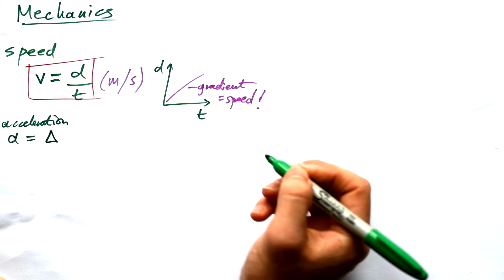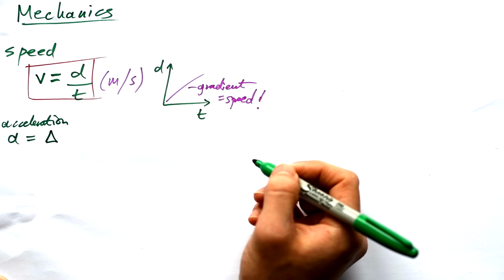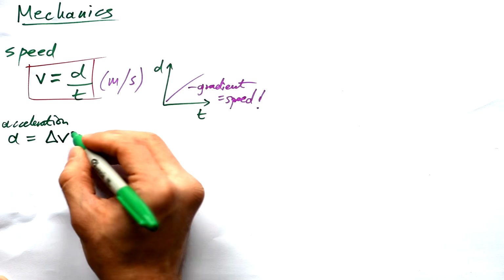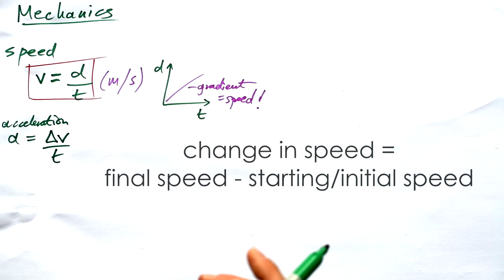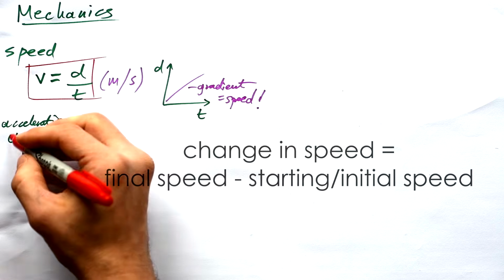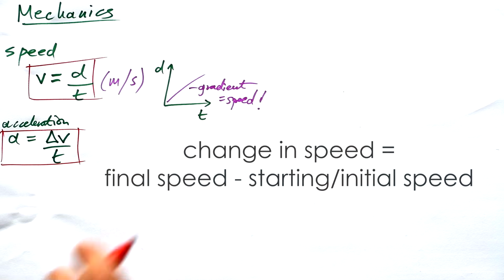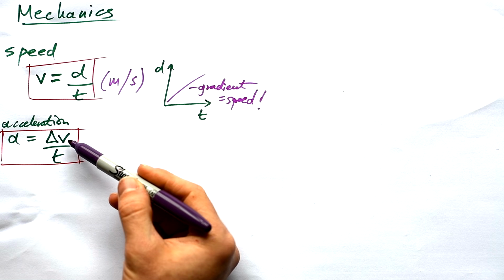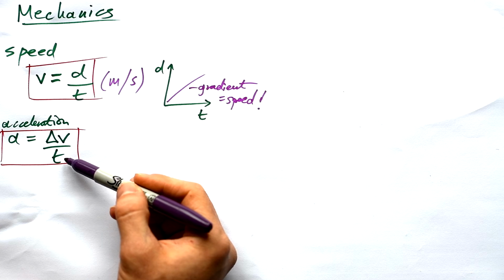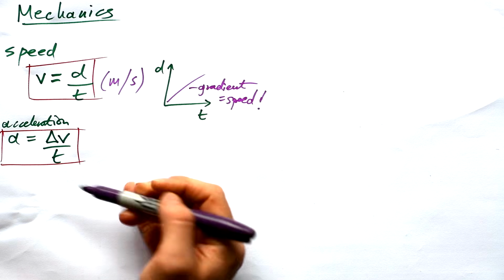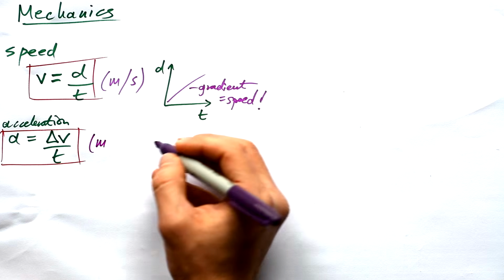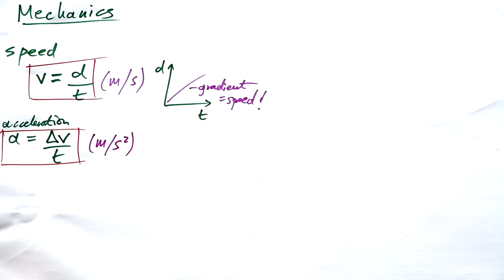Now, I'm going to put a delta there. Whenever you see a delta, that just means change in. So change in V, delta V, divided by the time. That is the equation for acceleration. What's the unit for this then? We know that speed is meters per second and time is seconds. So we got meters per second. Combining those seconds, we end up with meters per second squared.